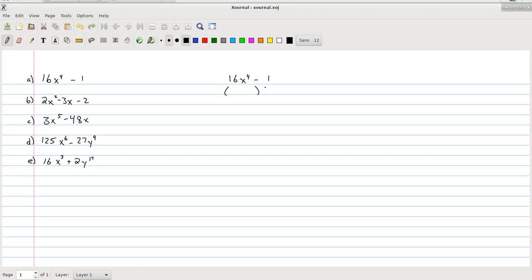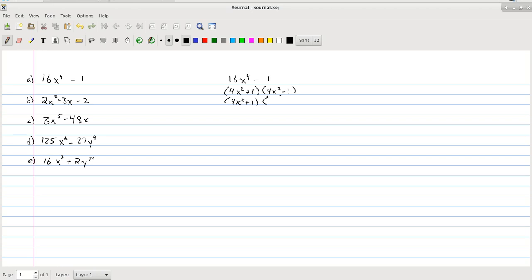So let's start this way. I see it's got two terms with a subtraction in the middle, so this can probably be written as a difference of squares. So 16 is 4 times 4. X to the fourth is x squared times x squared. And minus 1 is positive 1 times negative 1. Now 4x squared plus 1, that's a sum of squares. Those don't factor, so we can just leave that as it is.